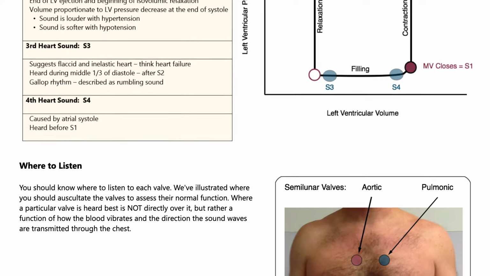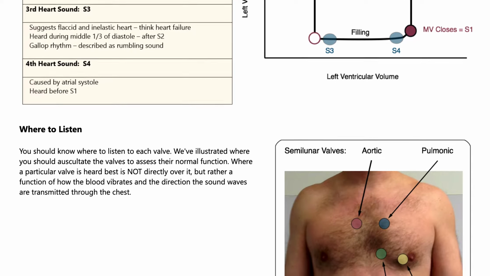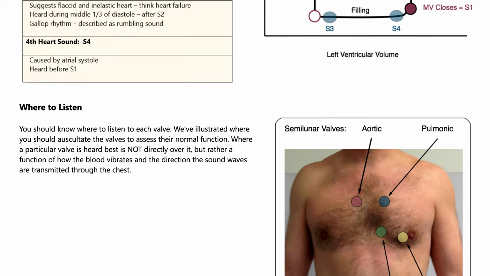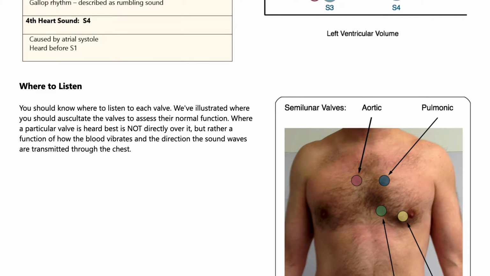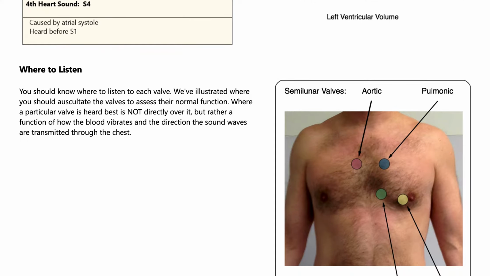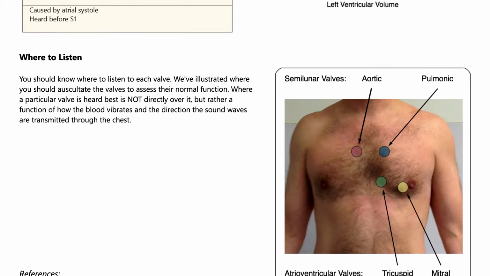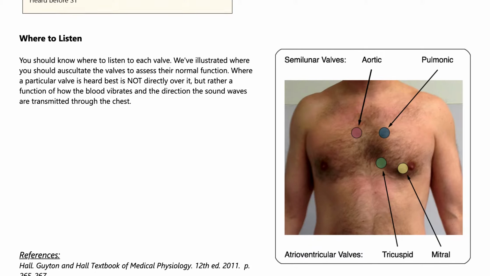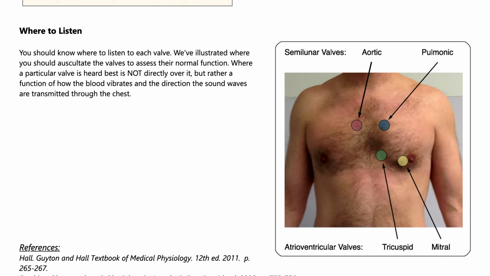So where should you listen? You should know where to listen to each valve. We've illustrated where you should auscultate the valves to assess their normal function. Where a particular valve is heard best is not directly over it, but rather a function of how the blood vibrates and the direction of the sound waves that are transmitted through the chest. See the picture to the right. The aortic is a reddish pink, the pulmonic is blue, the tricuspid is green, and the yellow dot is for mitral.